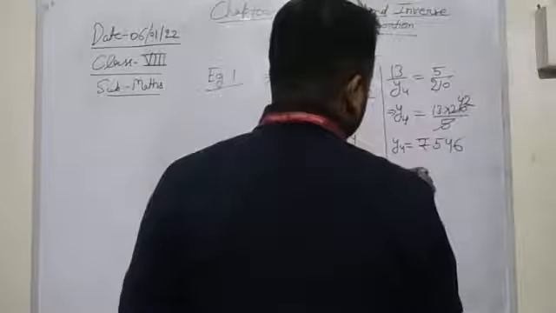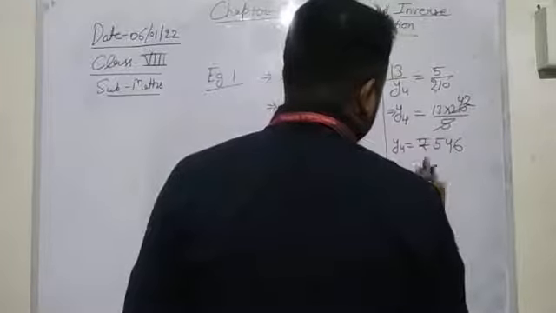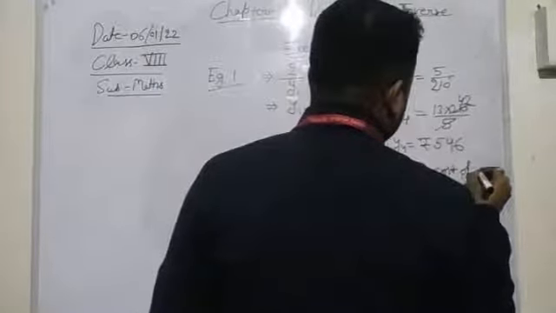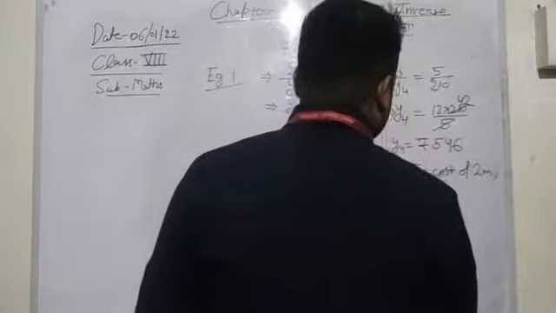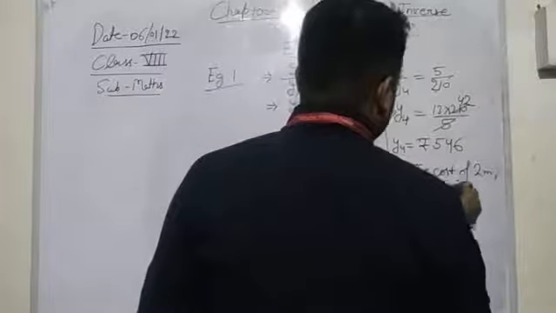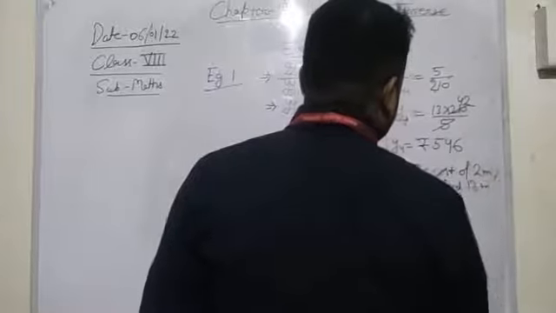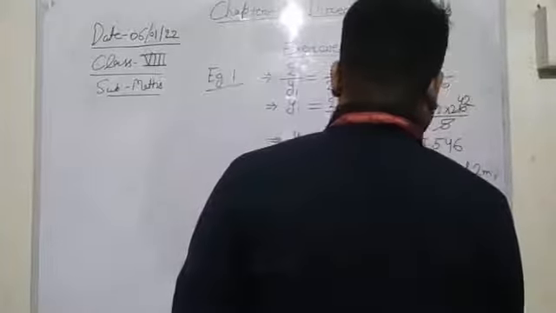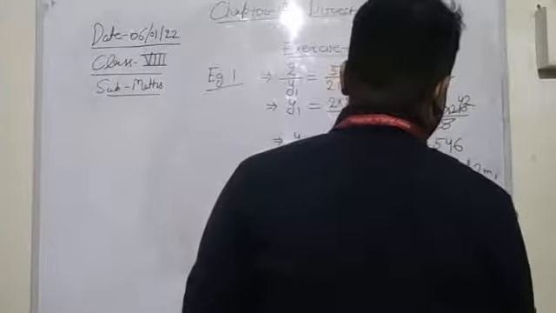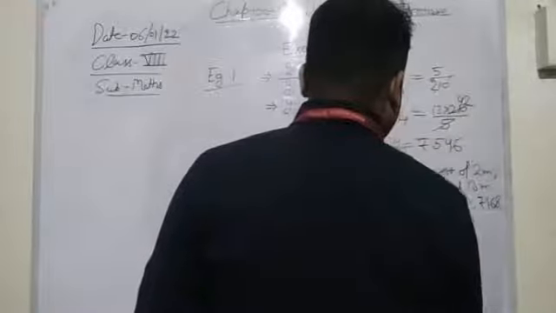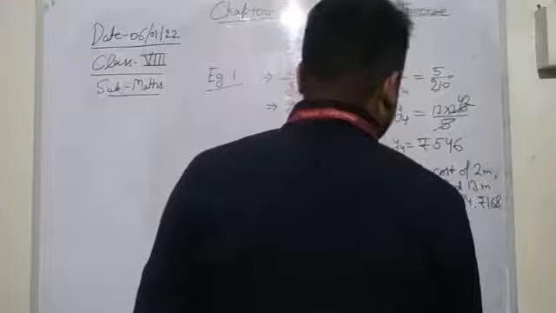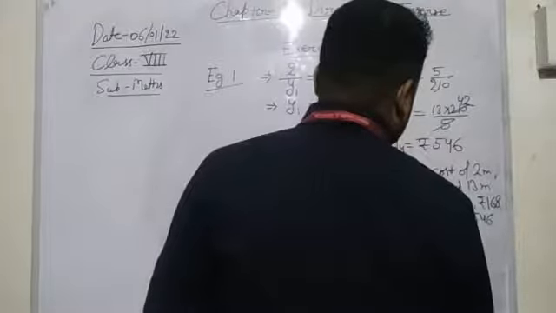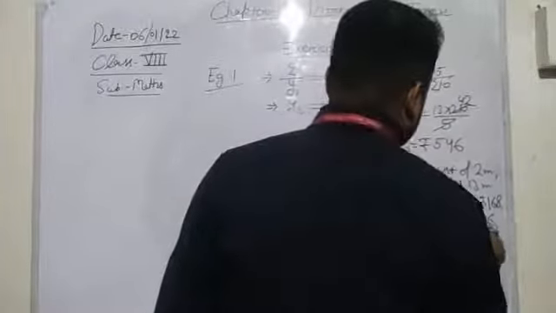So the final answer is: the cost of 2 meter, 4 meter, 10 meter and 13 meter cloths is rupees 84, rupees 168, rupees 420 and rupees 546 respectively. Note it down.